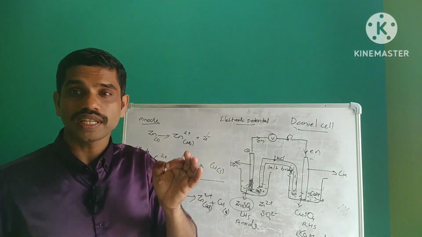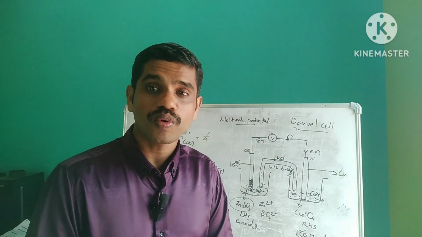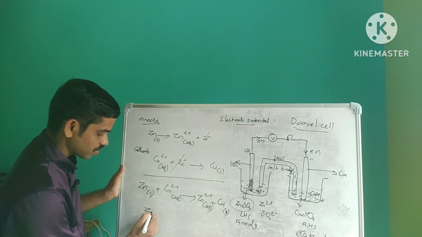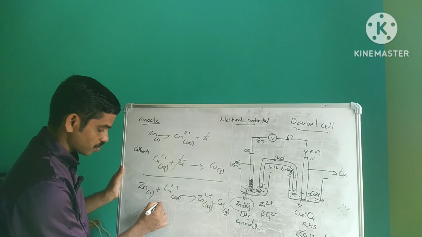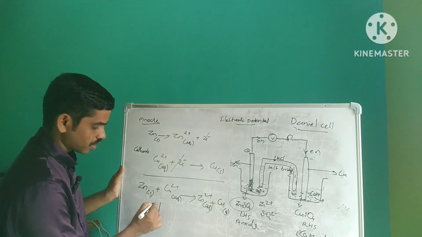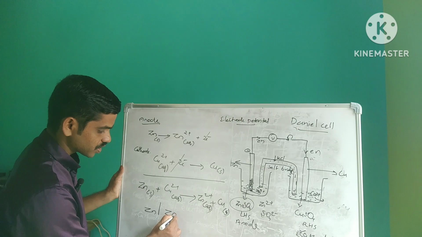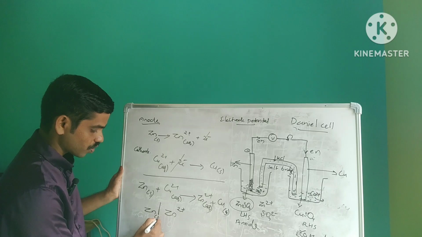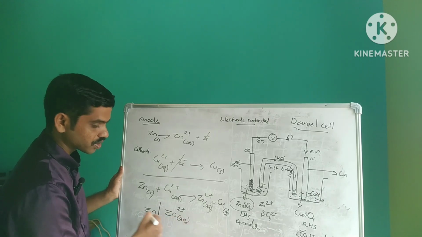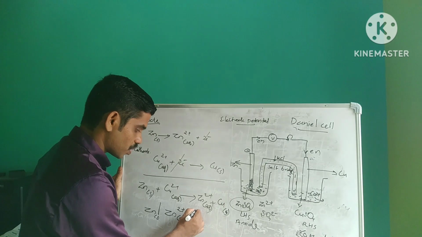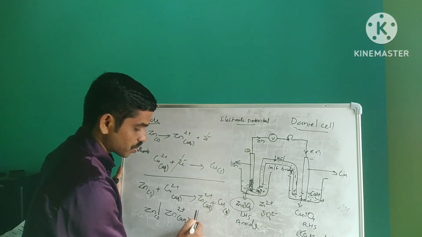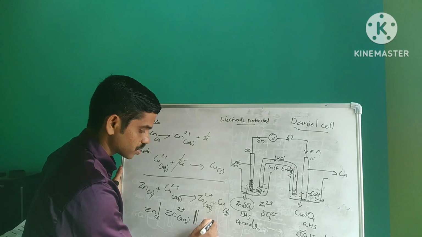Now, how will you represent a cell? That is another topic. You can write zinc, then put a single slash. Zinc is becoming Zn2+. Zinc is in the solid state and Zn2+ is in the aqueous form. Now put two straight lines. This represents the salt bridge.